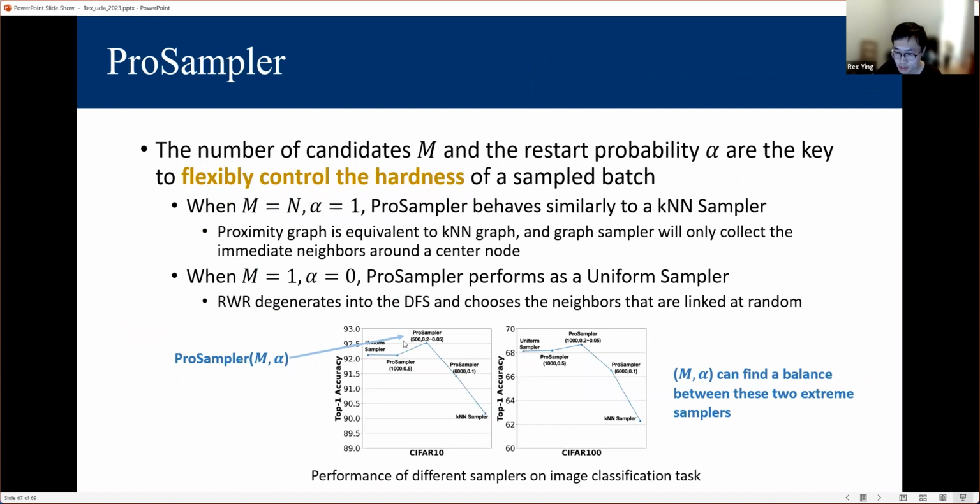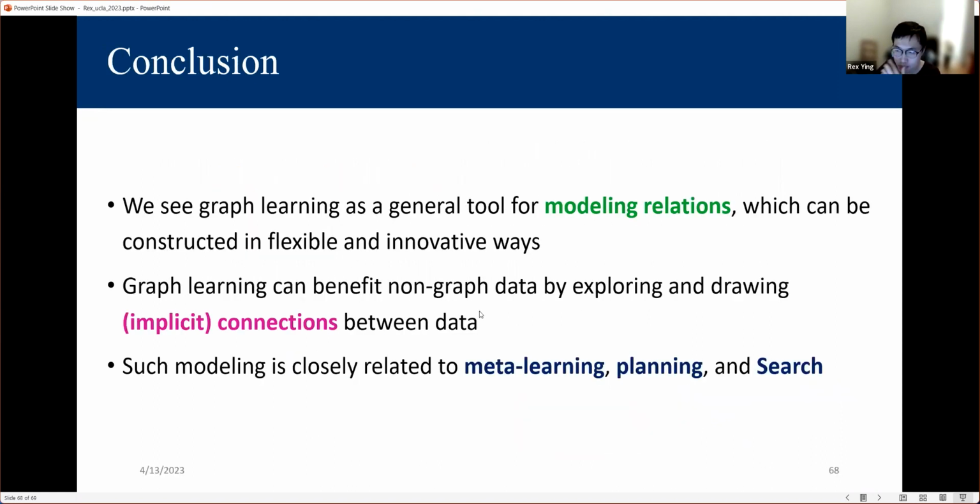As I mentioned, this is basically an interpolation through this proximity graph construction. We can see that uniform sampling in the plot is on the far left, and the KNN sampler performance is on the far right. So we are finding a sweet spot in between, right? And there exists some consistent parameter setting that we use to perform random walk and find negative examples that are particularly suitable for self-supervised contrastive learning. And this is an example on the CIFAR dataset. I'm not going to show more datasets because of the limit of time.